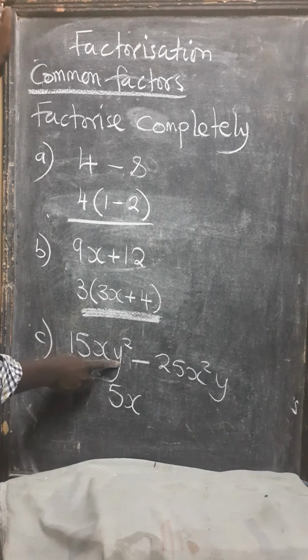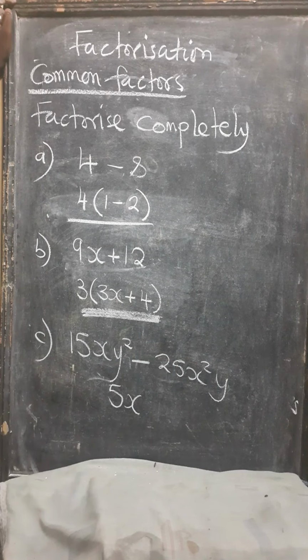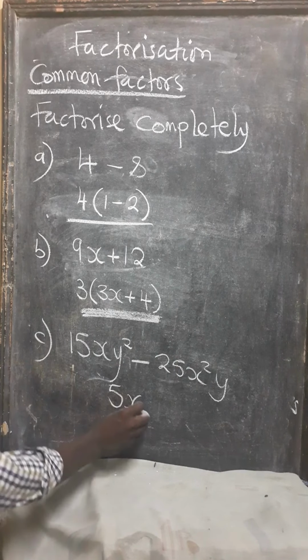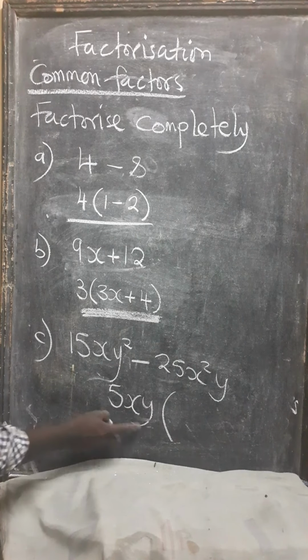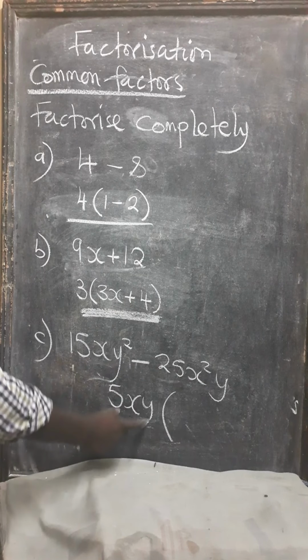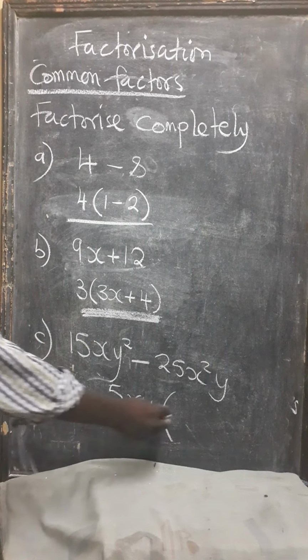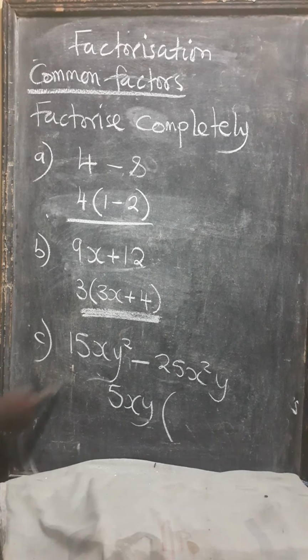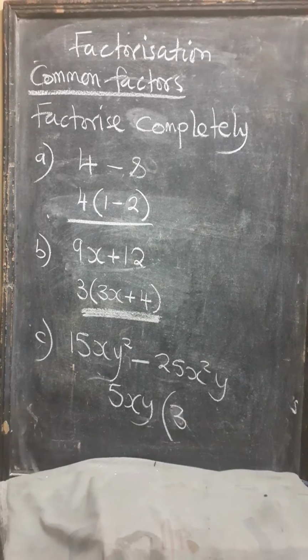The same thing is going to happen on y. We have y squared here, meaning we've got double y's. We have 1y there. So y is also common, and we're going to factorize y as well. Then we open brackets. This is the common factor of these two terms. Now we have factorized it. So what is going to remain here now? You divide 15 by 5. We remain with 3.